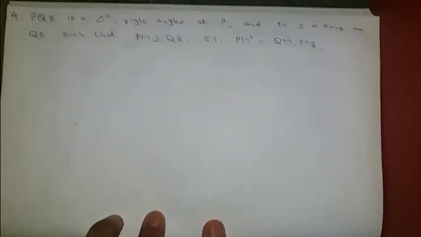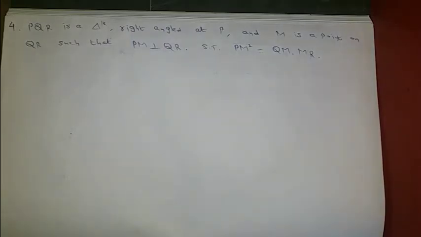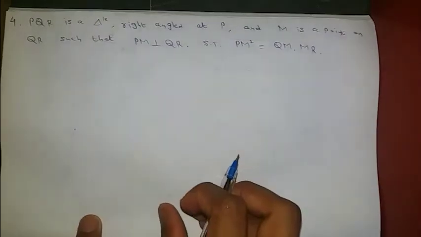Okay, the next question is, PQR is a triangle right angled at P and M is a point on QR such that PM is perpendicular to QR.